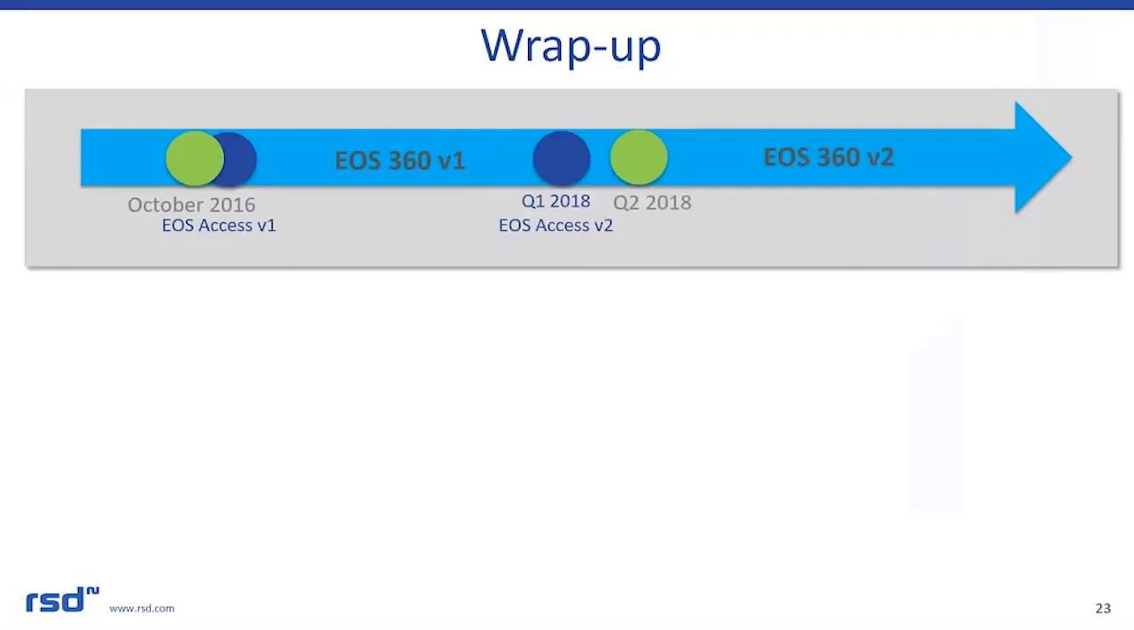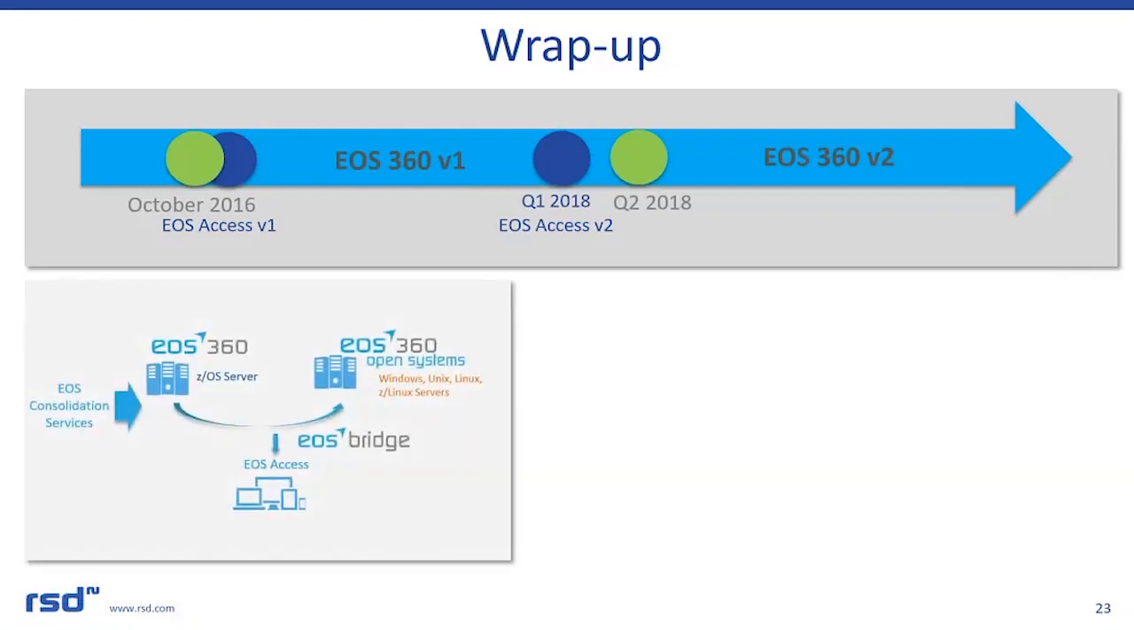So I get the opportunity to do kind of a wrap up here. Quickly said, from one of Craig's slides, October 2016, EOS version 1 and EOS Access was released. In Q1 of 2018, EOS version 2 and EOS Access version 2 will be released, and EOS version 2.1 will drop in the second quarter of 2018.